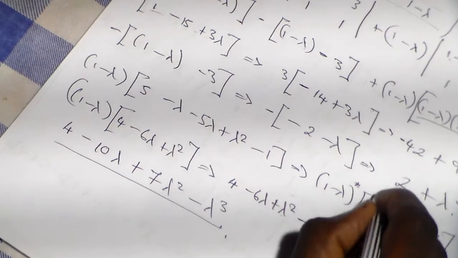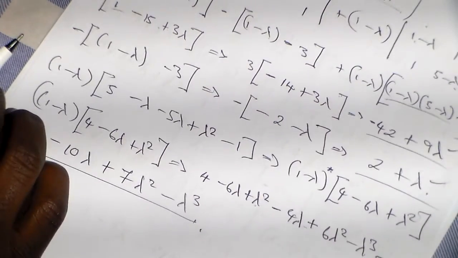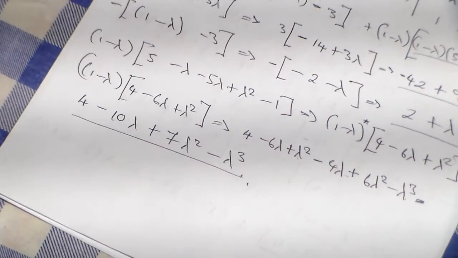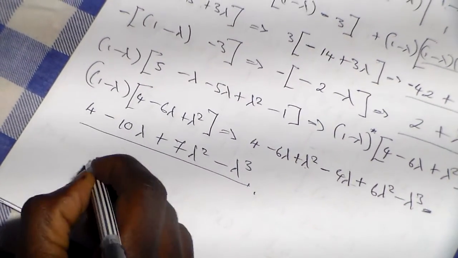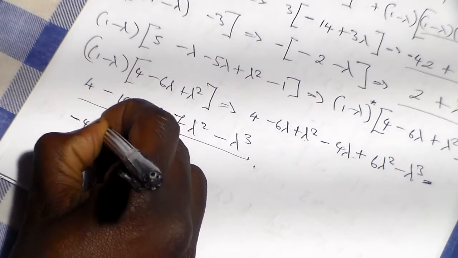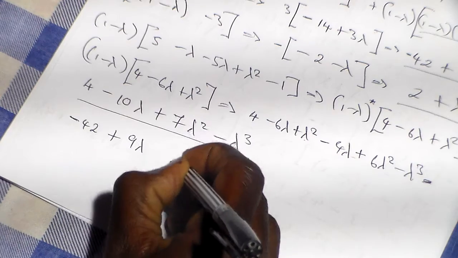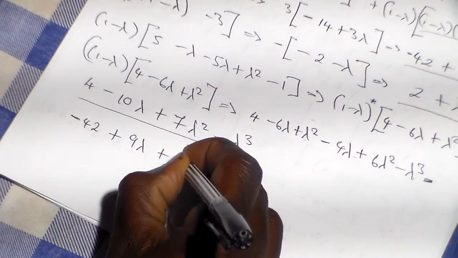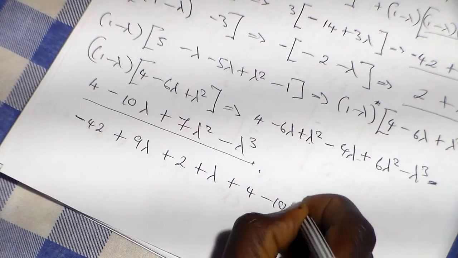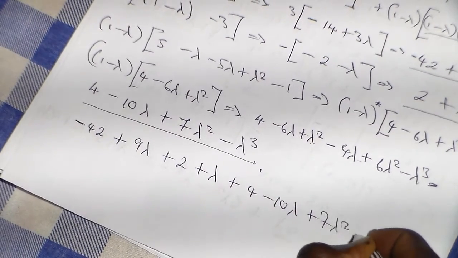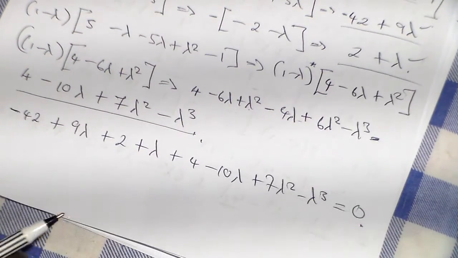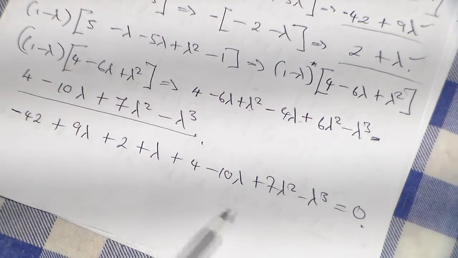Okay, so I'm going to take each and every factor and then add them together to give me my characteristic equation. So here we're saying minus 42 plus 9 lambda plus 2 plus lambda plus 4 minus 10 lambda plus 7 lambda squared minus lambda cubed is equal to 0. This is going to give us our characteristic equation.